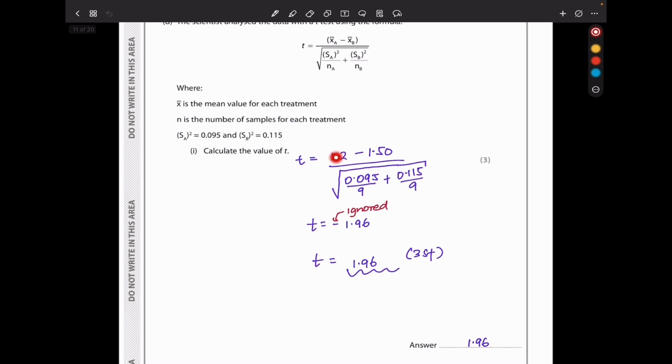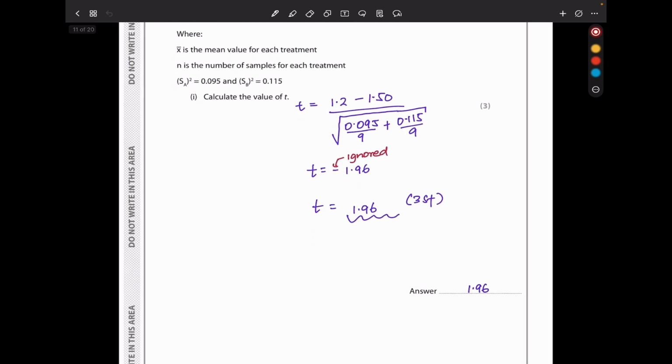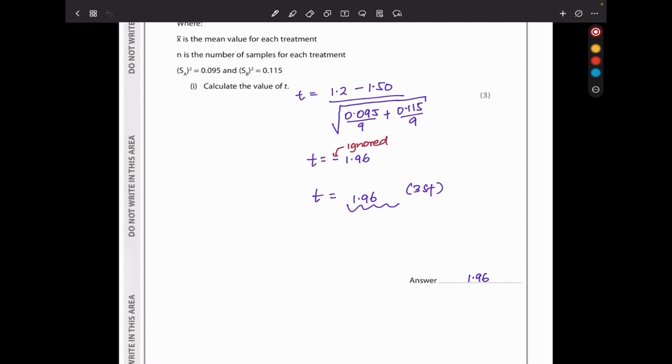So I chose this to be the X for sample A, and that is going to be the mean for sample 2. So 1.2 minus 1.5 divided by the square root of that, divided by 9, which is the total, plus that divided by 9. I got negative 1.96, but of course I can ignore the negative, because if somebody said 1.5 minus 1.2, then they'll get a positive value. So the positive value for T is 1.96 to 3 significant figures, and that's what I wrote here.